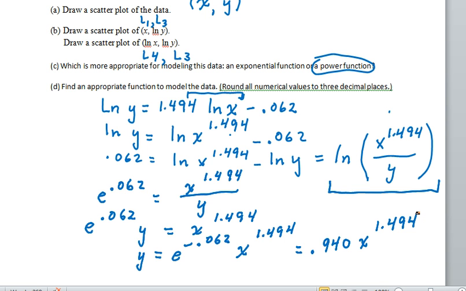So our model, our exponential model for the original data is y equals 0.940 x to the 1.494. I may have said that was an exponential model. It is actually a power function that we have come up with as the best model.